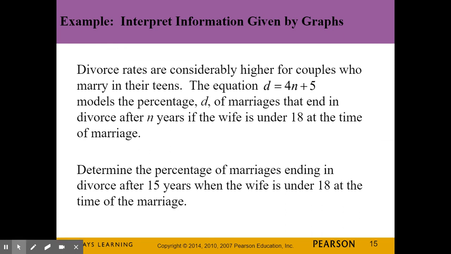All right, and then we're just going to look at one word problem here. Divorce rates are considerably higher for couples who marry in their teens. The equation D equals 4n plus 5 models the percentage D of marriages that end in divorce after n years if the wife is under 18 at the time of marriage. Okay. Determine the percentage of marriages ending in divorce after 15 years when the wife is under 18 at the time of marriage. So in this case, essentially what you're just being told is 15 is the value of n.